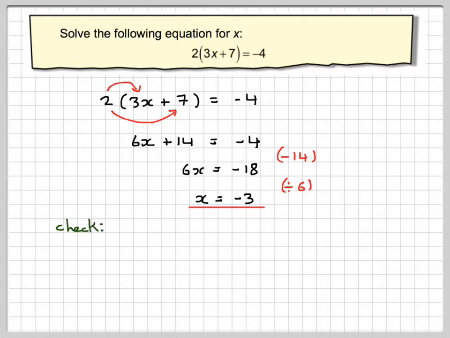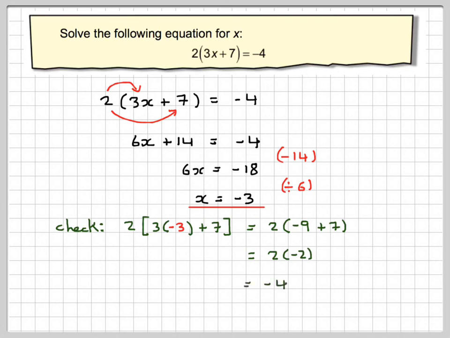So check. We've got 2 brackets, 3 times minus 3 plus 7. We did the bit in brackets, 3 times minus 3 is minus 9. So we've got 2 brackets, minus 9 plus 7. Minus 9 plus 7 is minus 2, so we've got 2 times minus 2, and that gives me minus 4. That's what I wanted, therefore this answer is correct.